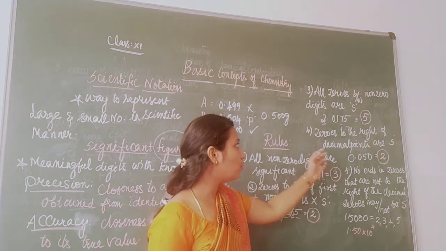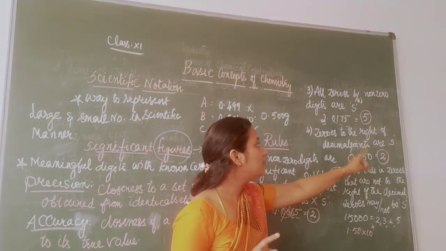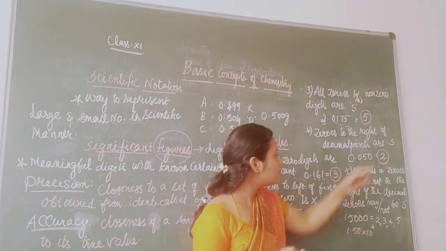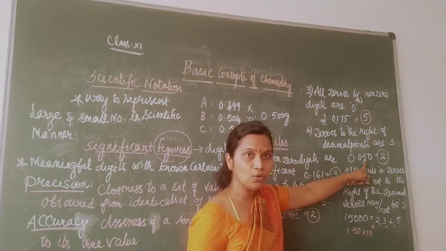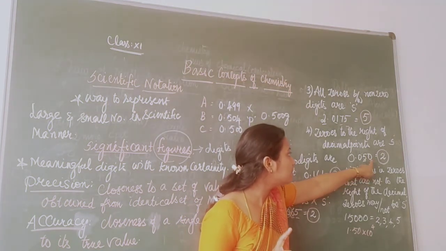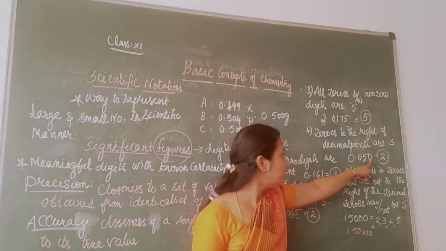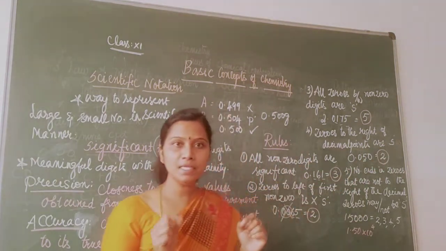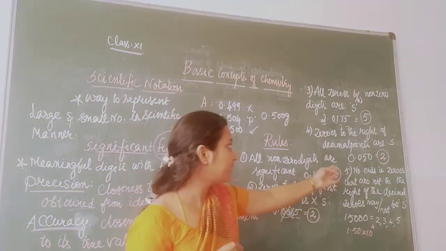Moving to rule 4: zeros which are present to the right of the decimal point are significant. Let me cite an example. Now in this case, which is a decimal, children? 0.05. This is your non-zero digit. Now any zero which is present to the right of the decimal: which is to the right of the decimal? This 0 is to the right of the decimal. So that is significant. When you count the significant figures here, 5 and 0, so 2 is the answer. So what is rule number 4? Any zero which is present to the right of the decimal is significant. We have cited an example.